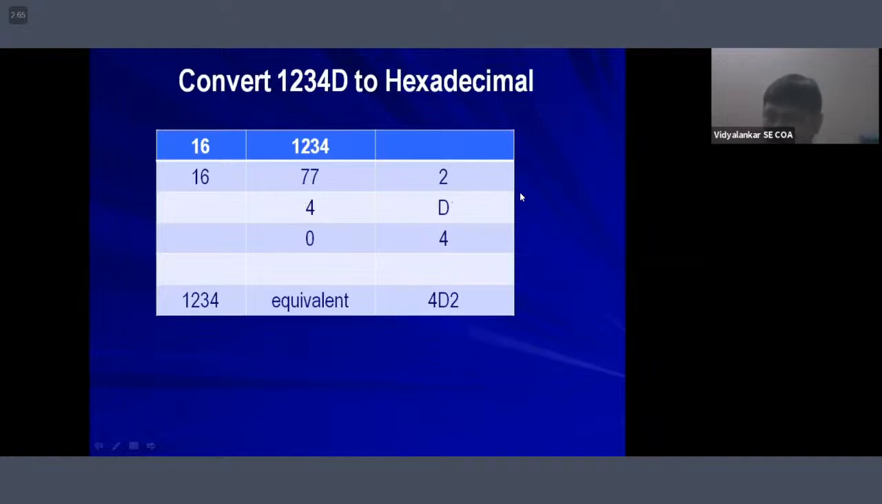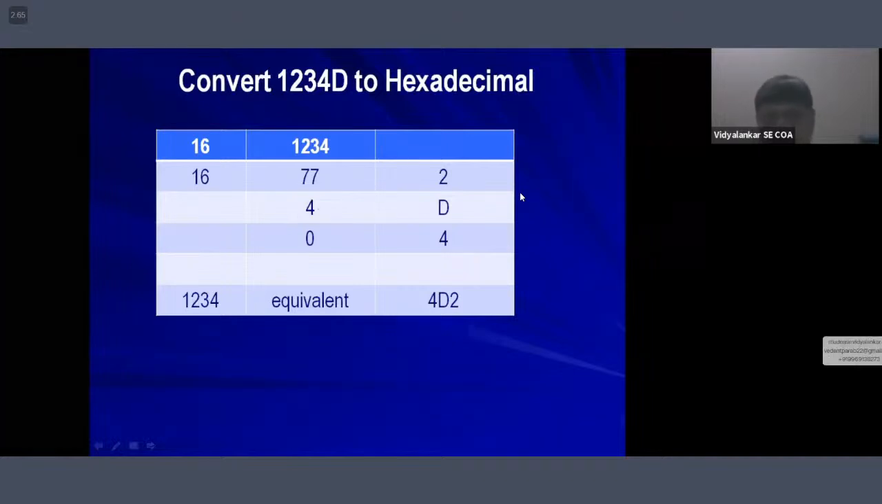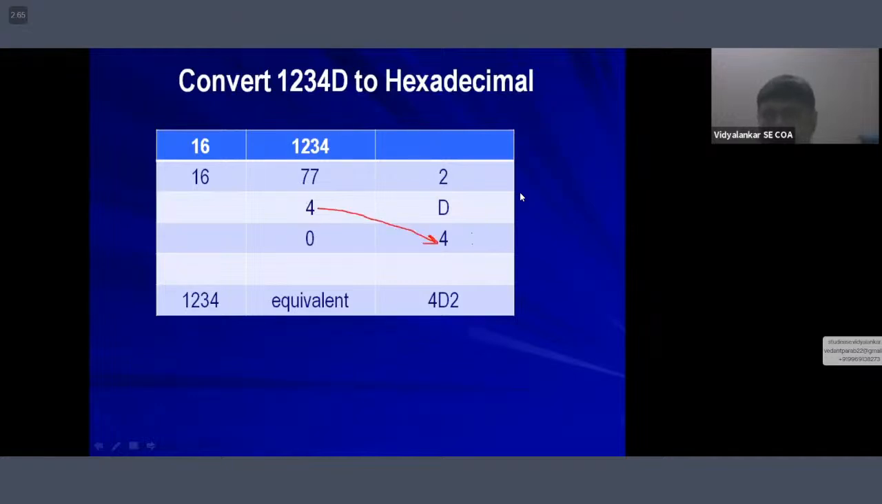Observe it. This is the trick, or I can say catch, we need to take care of. Now further division is not possible, because if I try to divide, my denominator is 16 and my numerator is 4. So my quotient will be 0 and my remainder is the value itself. As usual, I will pick digits from bottom to top, because that's the algorithm. My result is 4D2 in hexadecimal. So 1234 decimal is equivalent to 4D2 in hexadecimal. The same algorithm we have applied a third time to convert decimal to hexadecimal.